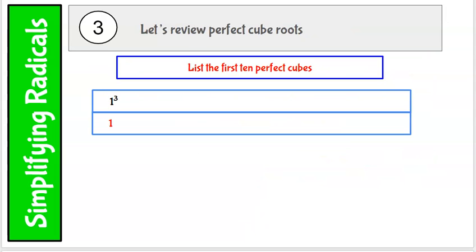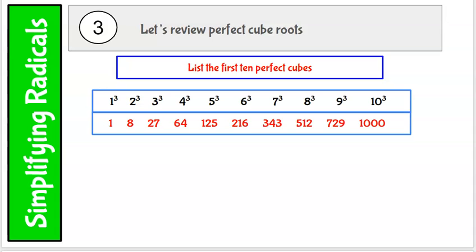Now let's look at cubes. So we're going to just list the first 10 perfect cubes. If you remember, for a cube, you multiply the number by itself 3 times. So 1 times 1 times 1 is 1. 2 times 2 times 2 is 8. 2 times 2 is 4, times 2 is 8. 3 times 3 is 9, times 3 is 27, and so forth up to 10 cubed, which would be 1,000.